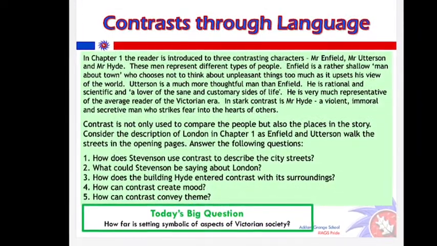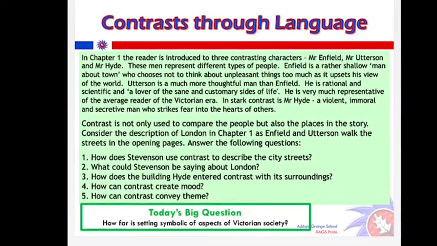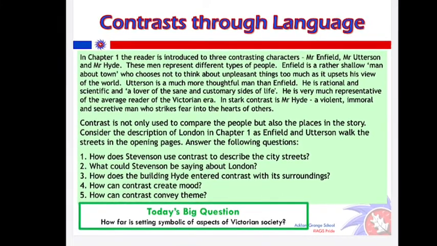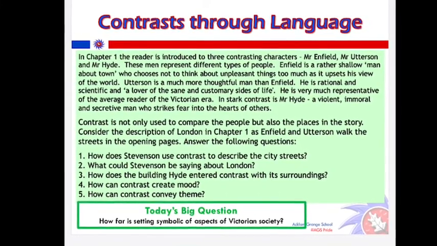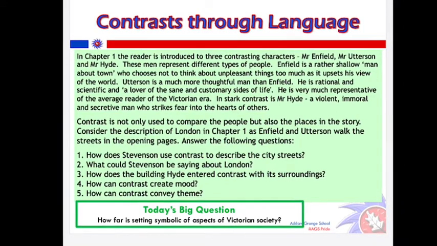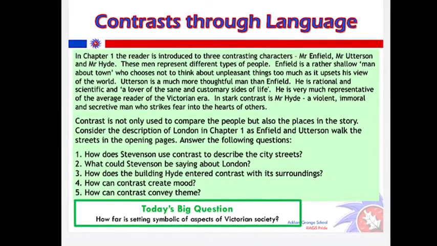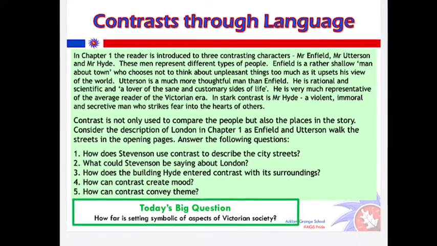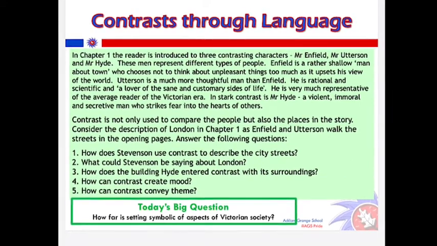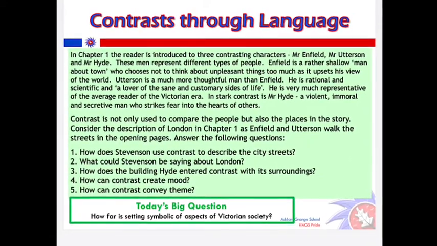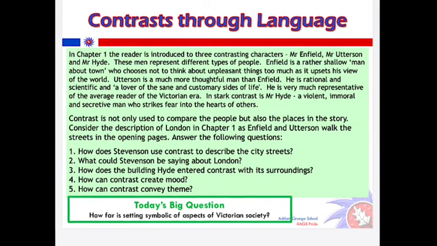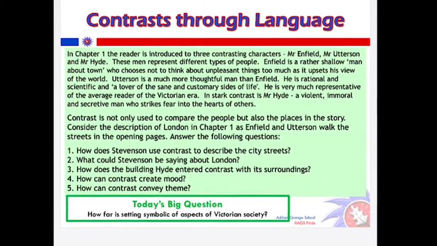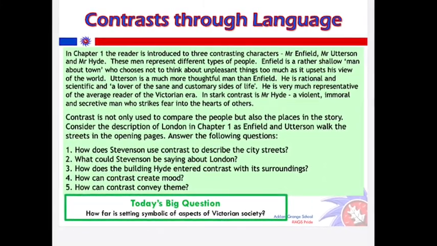So focusing on chapter 1, what we're going to think about is how Stevenson is using his language, and in particular we've got the technique of juxtaposition and contrast. There's a couple of questions on the bottom here to really just start to get you thinking about how he's using these techniques in chapter 1. And then we're going to focus on his depiction of the setting.